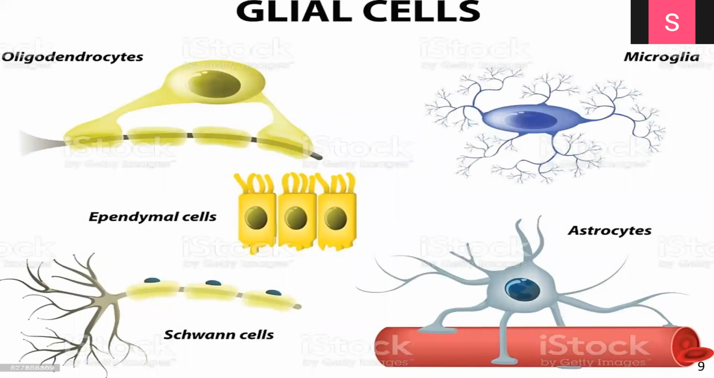The brain and the spinal cord also contain support cells called glial cells. These cells are different from nerve cells and don't produce electrical impulses. There are several types, including the following: astrocytes, ependymal cells, glial progenitor cells, microglia, and oligodendrocytes.